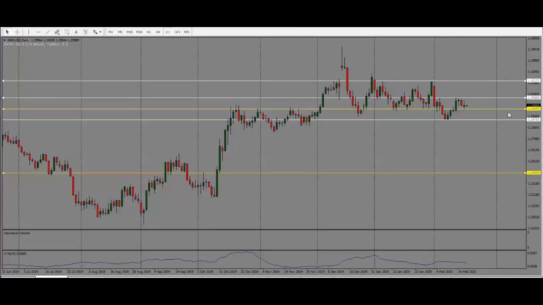1.2875 will be the target here. So bias for now is bearish, neutral to bearish here. And once we see the break, I'm looking for price to come and test this lower level here at 1.2875.